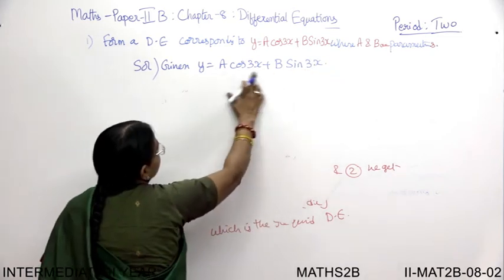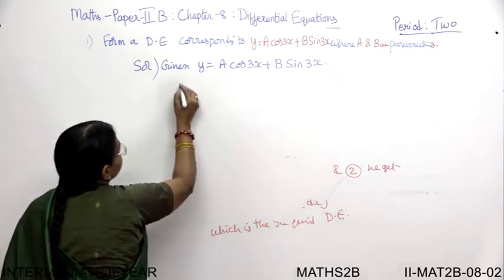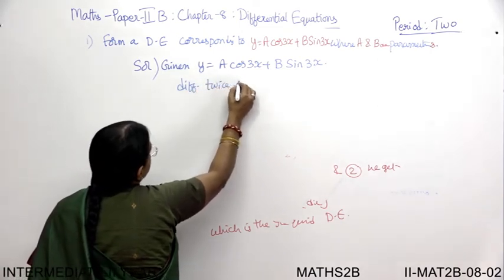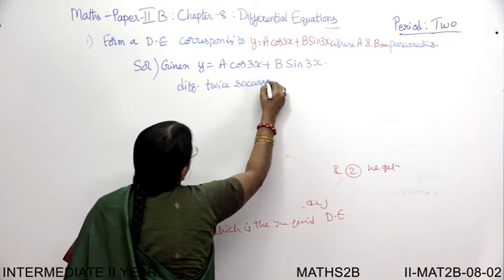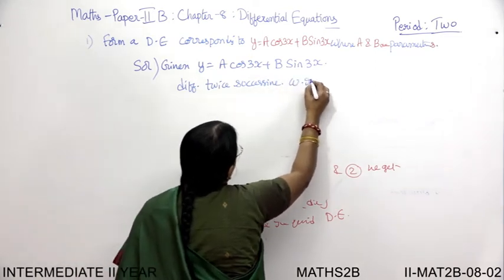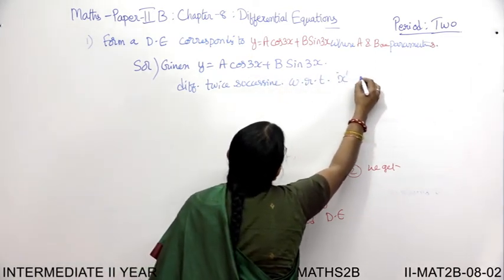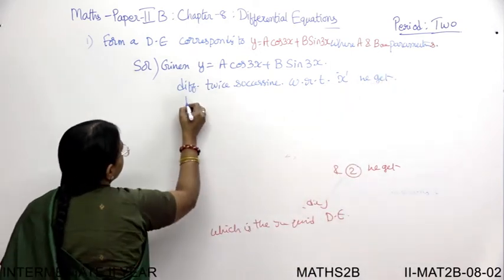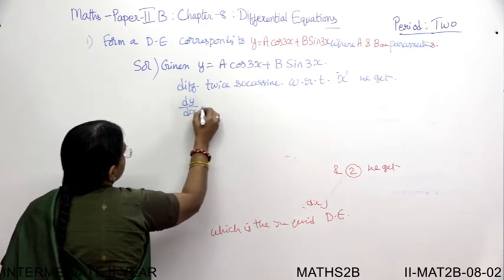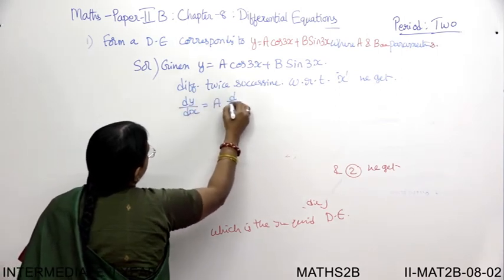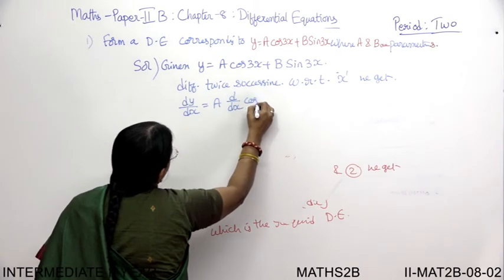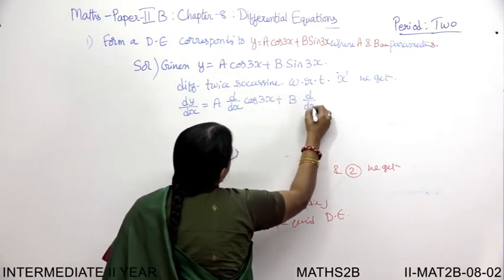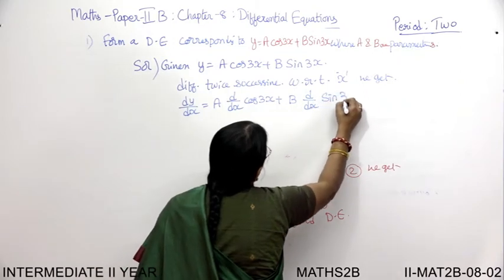Now because we have two arbitrary constants, you must differentiate it twice. So we'll write, differentiating it twice successively with respect to x, we get dy by dx is equal to a into d by dx of cos 3x plus b into d by dx of sin 3x.